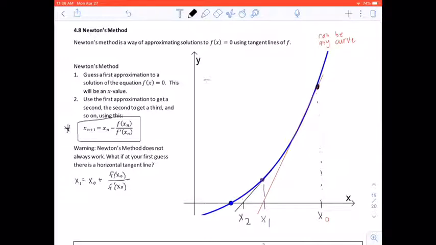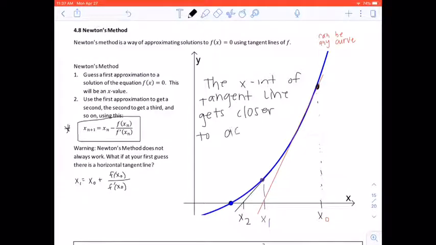So we're going to go ahead and write down: the x-intercept of the tangent line gets closer to actual x-intercepts. And this is where f of x would equal 0.